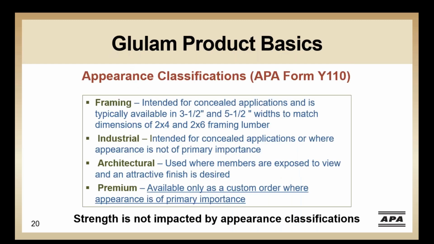Glulam beams are also available in different appearance classifications as noted in APA Technical Note, Glulam Appearance Classification for construction applications. But to reiterate, the line of distinction between generally stocked beams by your dealer and those that might be used for exposed aesthetics. For use as beams and headers where beams may be hidden, you're likely to be comparing glulam against other engineered wood beams and headers. You'll be dealing with a framing or an industrial appearance classification.